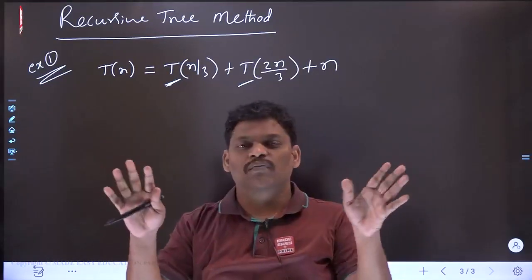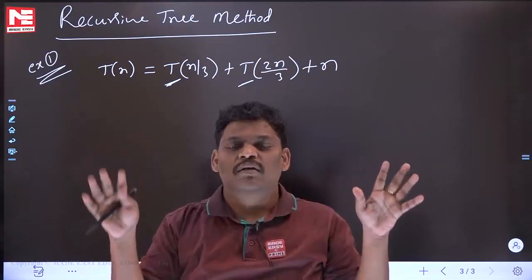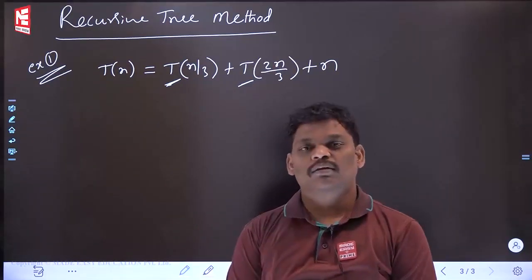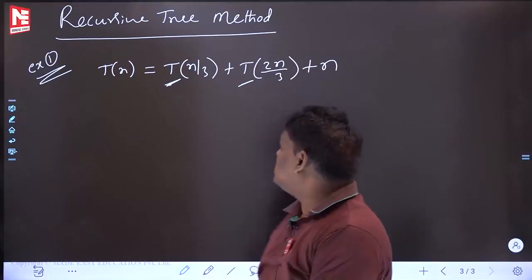Again, the final conclusion, in the simplest way: when will you go for the substitution method? One recursive call is there, substitution method. More than one recursive call, recursive tree method. How to do this? I will explain now.